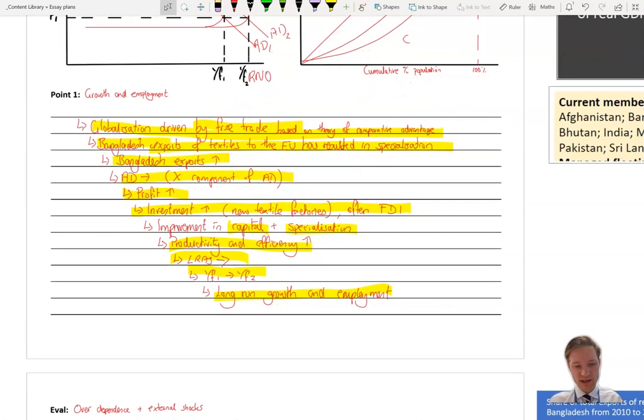Right, pause the video in a second. Overdependence and external shocks. What can you get for that? How could you make that into an argument against?